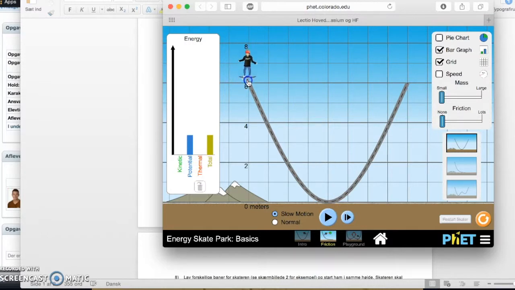First off, we're going to start with the small man. He has a small mass, he is at height 6, no friction, and only gravity acceleration is going to affect him. So we put him down, you can see the potential energy goes down and kinetic energy goes up. And it keeps doing this over and over again.